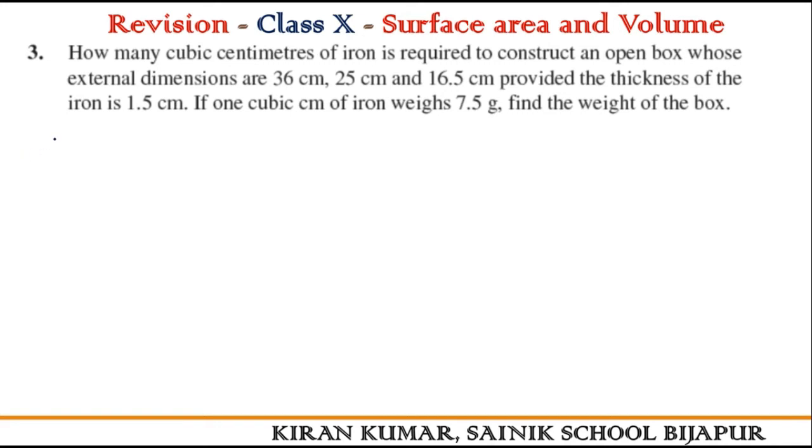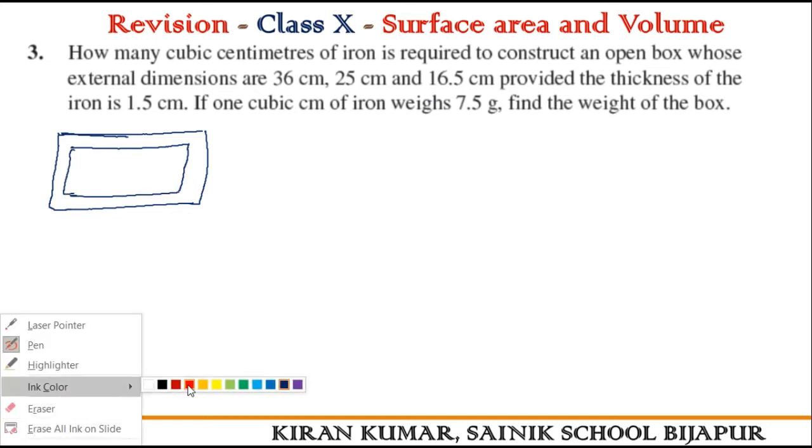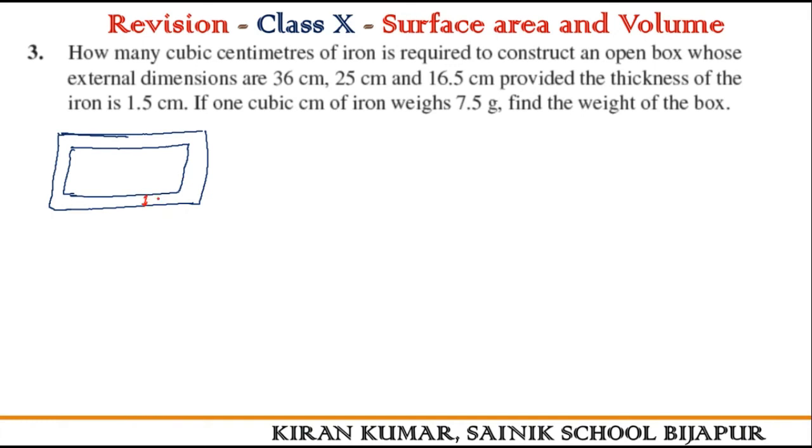Let me draw a rough figure. This is one of the sides of the box. The thickness of the iron is 1.5 centimeter. This is the thickness. I will mention that with the red color. This is the thickness 1.5 centimeter. So from here to here also will be 1.5 centimeter.